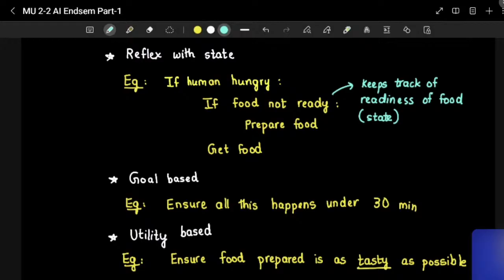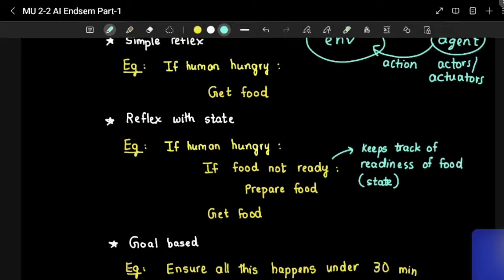If the food is not ready, then it will prepare food. So here the thing is, it is acting not only based on its senses. Reflex and senses could be used interchangeably. State means it remembers something.